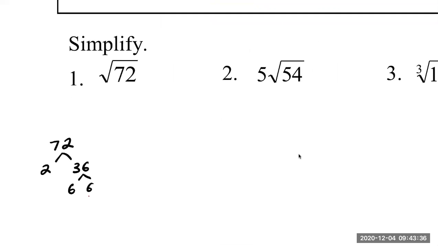So once you have pairs, you can take the square root, right? The square root of 36 is 6. But the square root of 2 doesn't have a matching pair, so it's stuck under the radical. So our answer, we're going to have a 6 on the outside of the square root, and we're going to have a 2 on the inside of the square root.